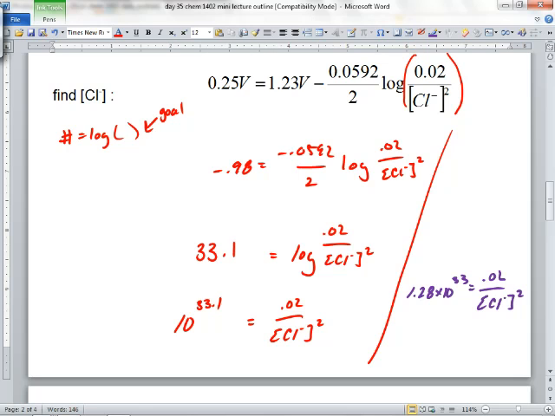So how do I solve for chloride? Right? Do the whole cross-multiplying thing. Get the chloride to the top, and then take the what of both sides? Square root, yep.